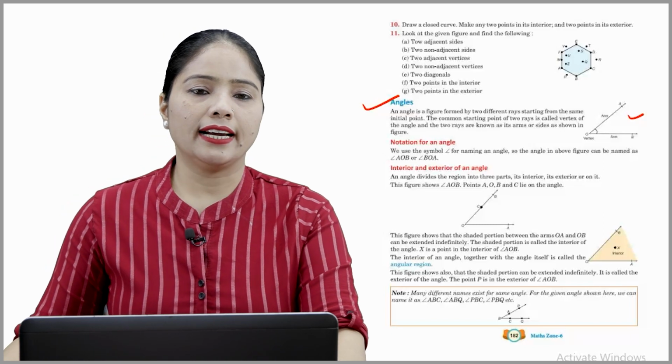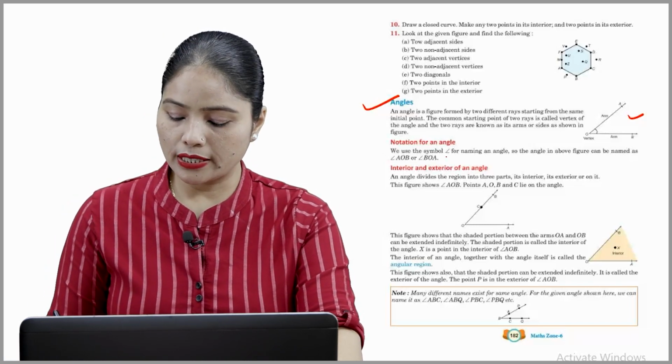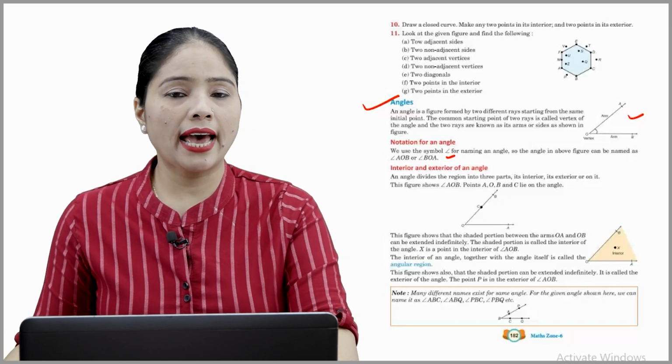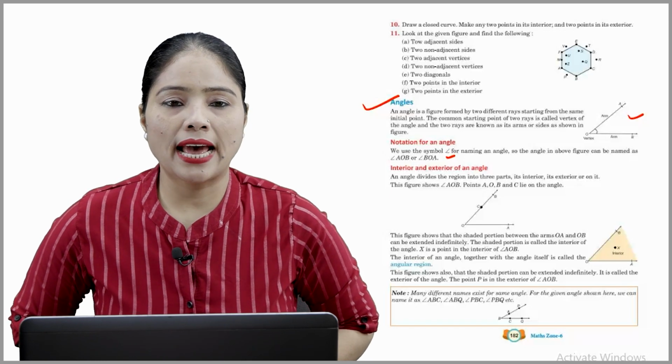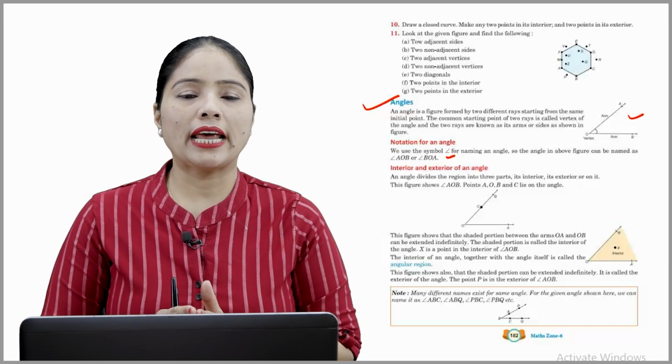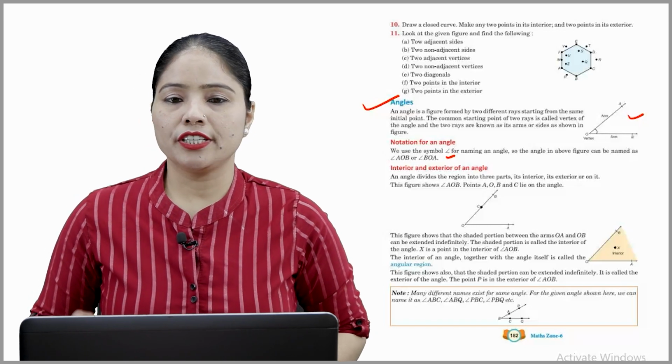Notations for an angle. We use the symbol, ये सिंबल हम यूज़ करते हैं इस तरीके से for naming an angle. So the angle in the above figure can be named as angle AOB or angle BOA. Now interior and exterior of an angle.